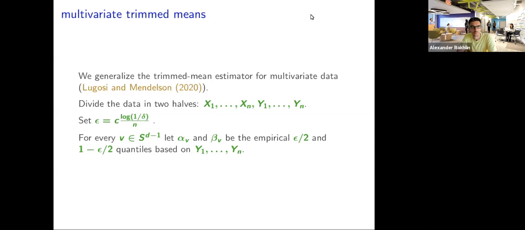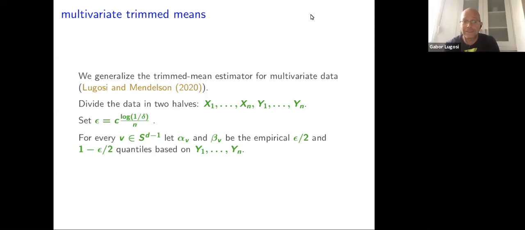So the second multivariate estimator parallels the trimmed mean estimator. It's a generalization of the trimmed mean estimator. This is a different paper with Shahar. Here, what we do is the following. Again, in the one-dimensional case, we divide the data into two halves. We set epsilon to be log(1/delta) over n. This is the trimming level. Now we compute the empirical epsilon-half and 1 minus epsilon-half quantiles. So we project the data onto each direction and compute these quantiles, alpha sub v and beta sub v.